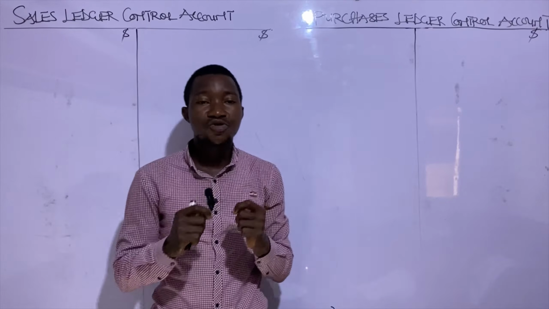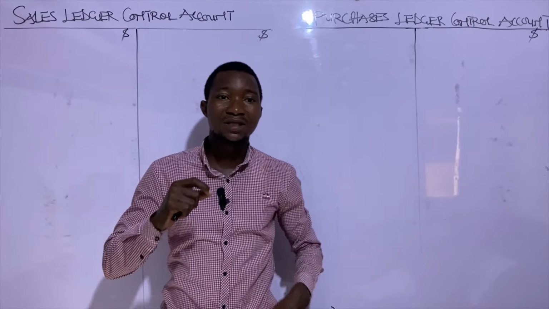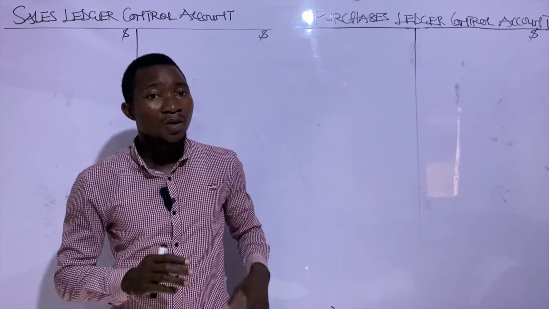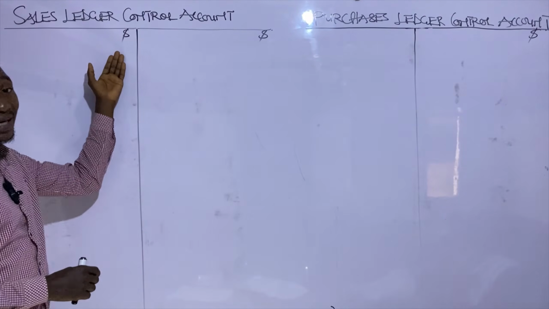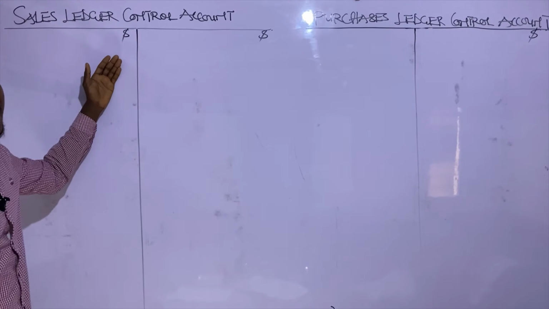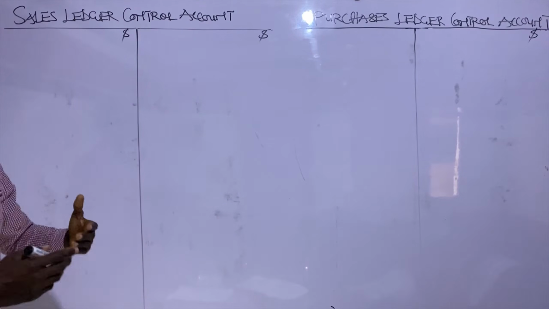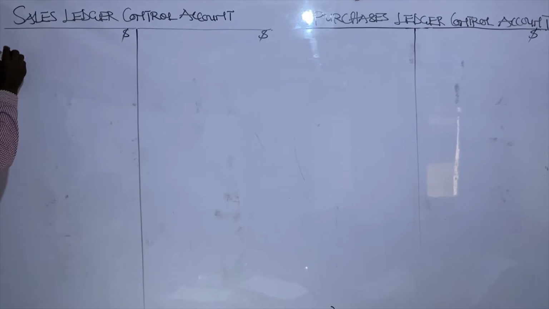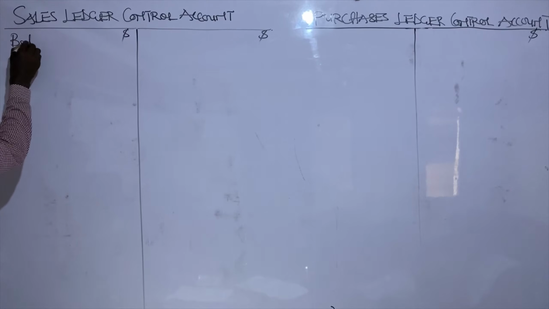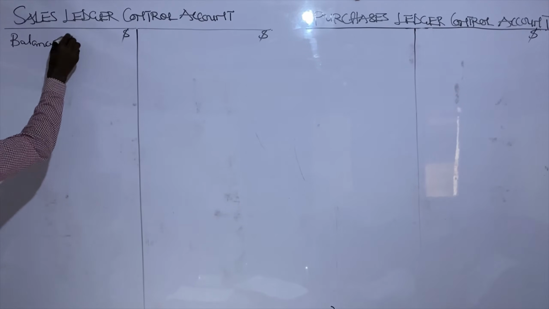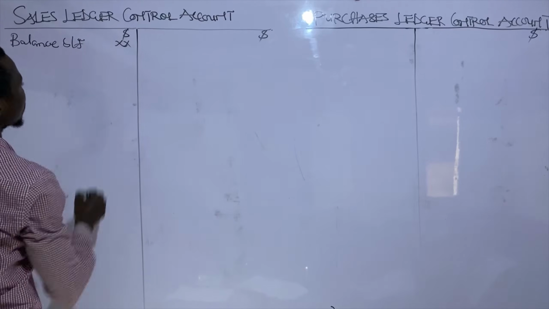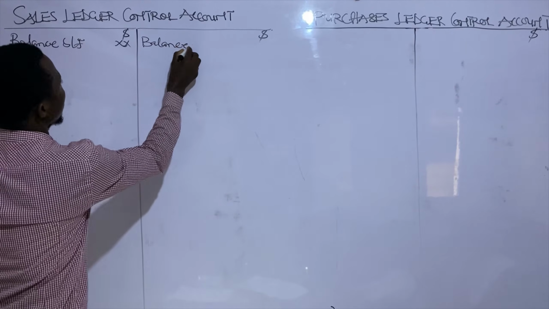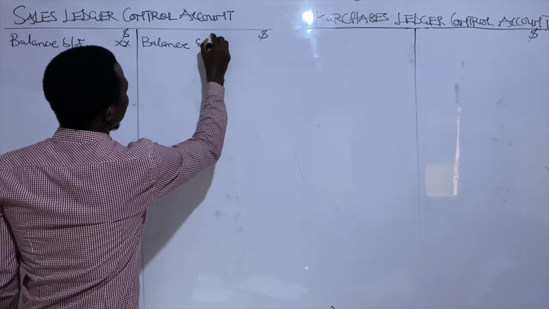Is that okay? Now let's look at the items that will be recorded in each side of this account. Is that okay? Good. We know that because this is a total debtors account, debtors have a natural debit balance. So in a question, you may have an opening balance that will be recorded at the debit side because it has a natural debit balance. So we could have a balance brought forward over here, and we could also have a balance brought forward at the credit side.